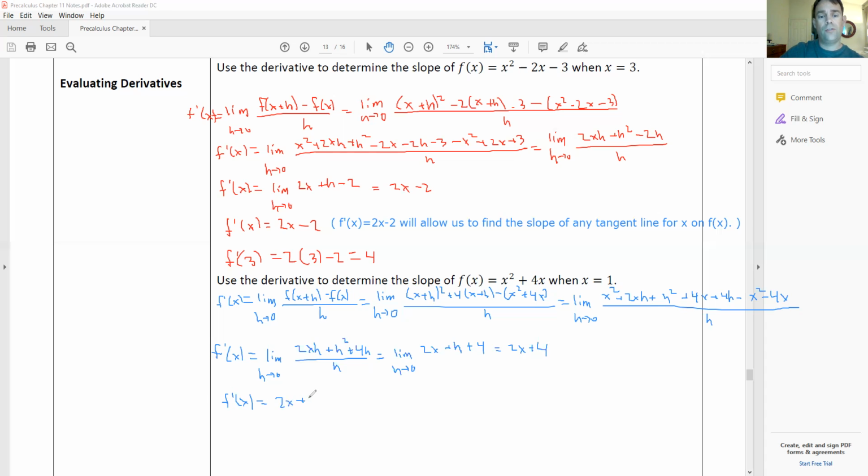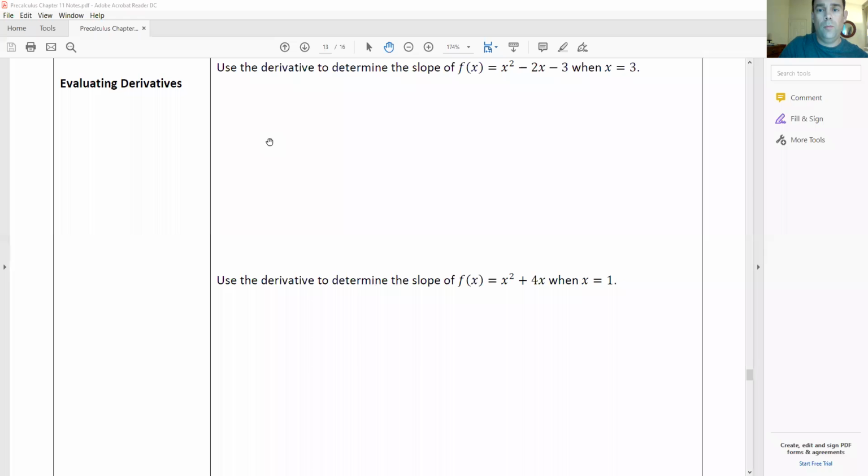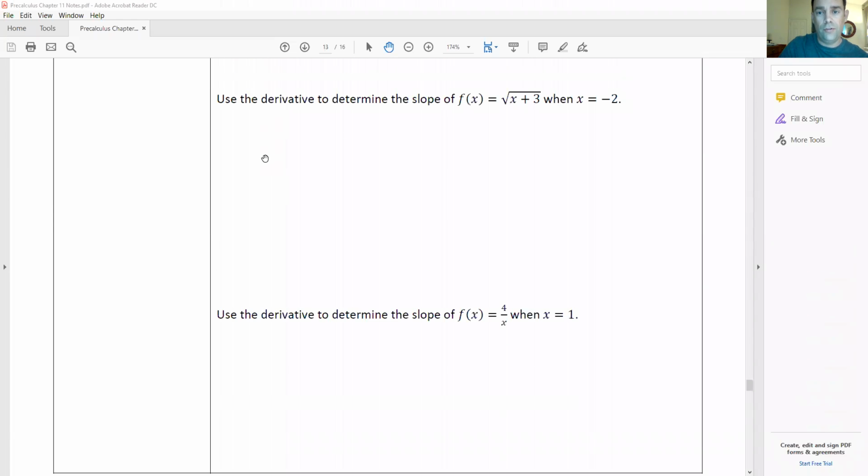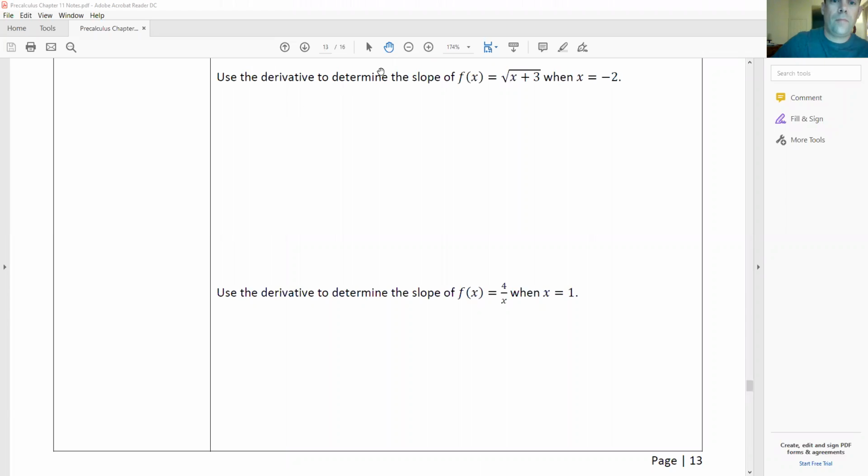And if I wanted to find the slope of the tangent line when x equals 3, I'm sorry, 1 this time, I'm going to just plug 1 in. 2 times 1 plus 4. All right, hoping we're starting to get the hang of this a little bit here. Let's try a couple more of these, friends. Now let's make these functions just a little bit more challenging. Let's go ahead and pause the video and try this third one. See what you can do with that.